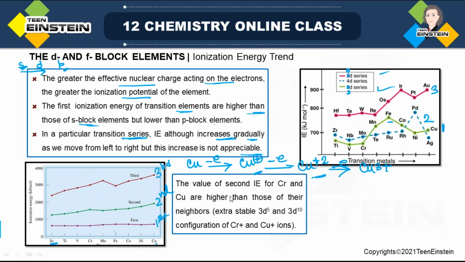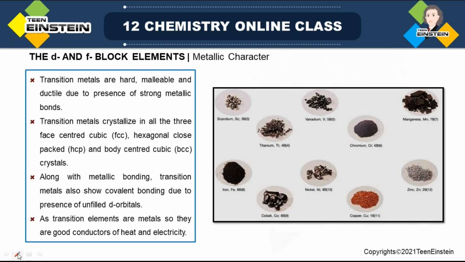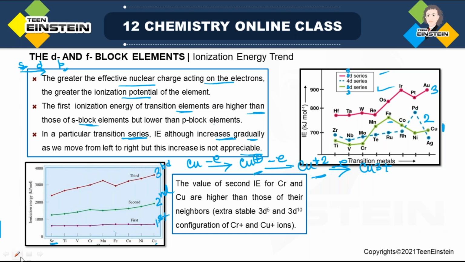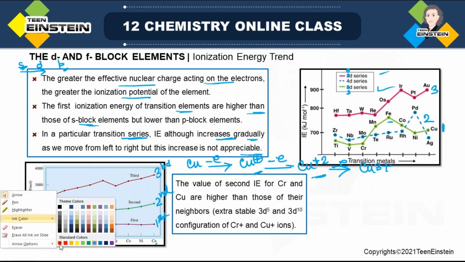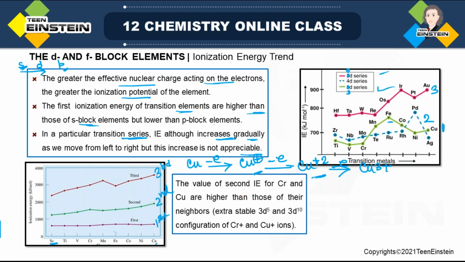Now the value of second ionization energy for chromium and copper, see there is something we have to mention. The second ionization energy for chromium, this one, and for copper, these two are comparatively high. See, there is a slight peak you can observe. Now why is it so? Because for chromium, what is the configuration? The configuration is 3d5 4s1, and for copper it is 3d10 4s1.